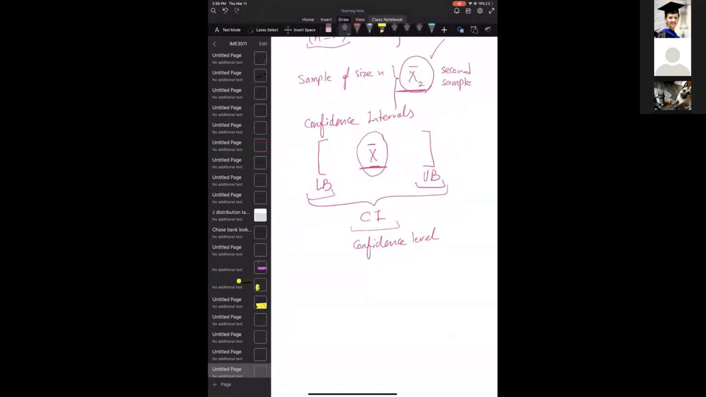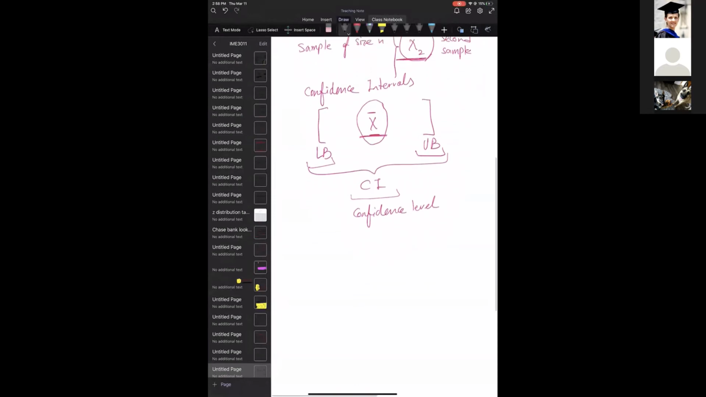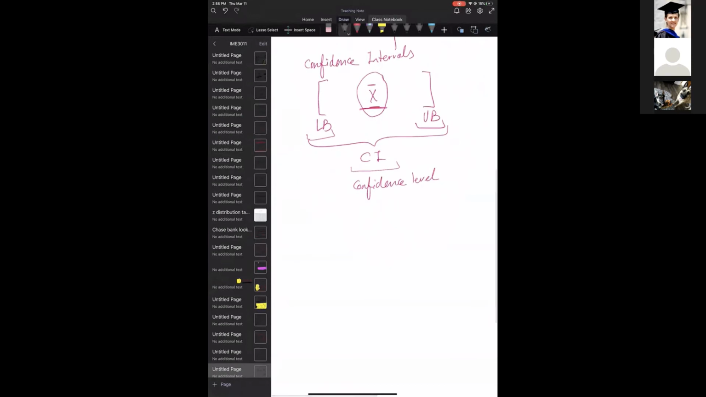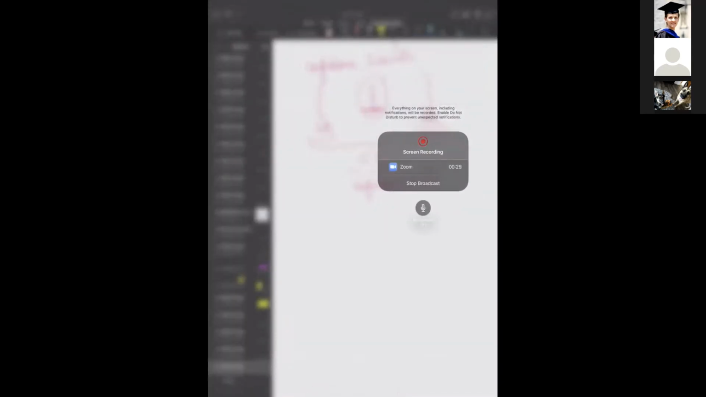Okay. Let's go back to our discussion here. Let's look at the formula that we have for the confidence interval. And why I want to continue the discussion here. First of all, everyone, let me stop broadcast.